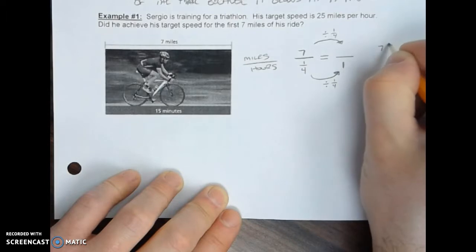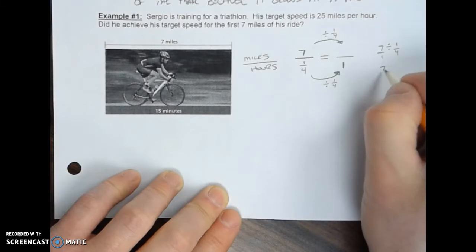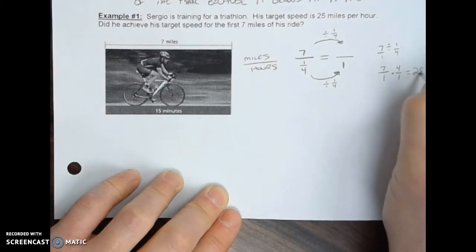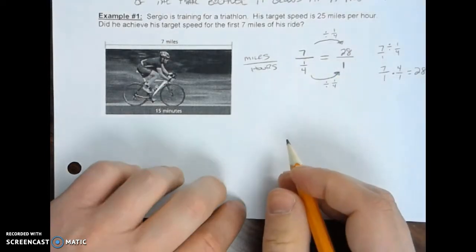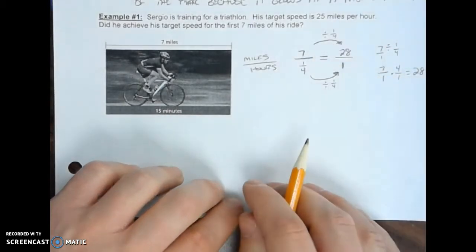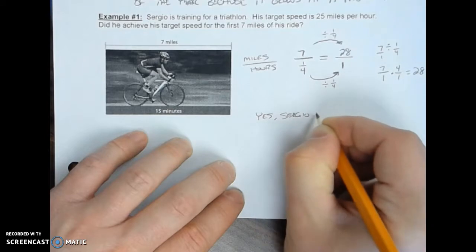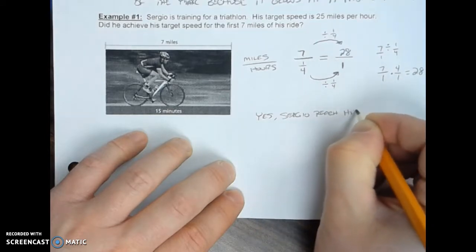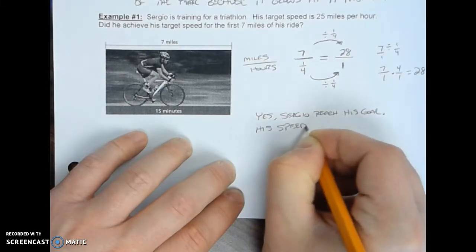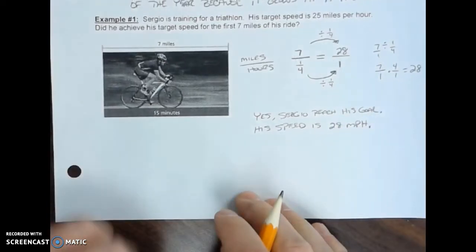And if I set this up, 7 divided by 1/4, I'll put 7 over 1. But I'm not really going to divide by 1/4. I'm really going to multiply by the reciprocal, which is 4 over 1. 7 over 1 times 4 over 1 equals 28. And so I can see from this that Sergio's biking at a rate of 28 miles per hour. His target speed was 25 miles per hour. So I can say, yes, Sergio reached his goal. His speed is 28 miles per hour.